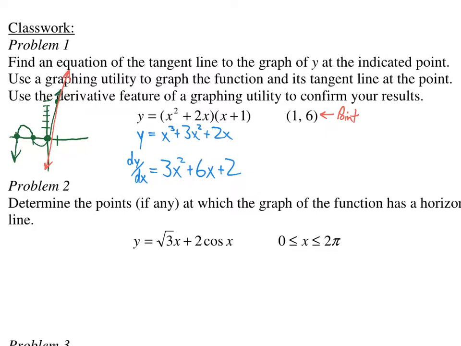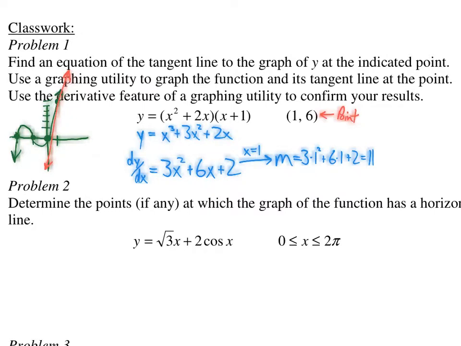So now, if x equals 1, our slope for the tangent line equals 3 times 1 squared plus 6 times 1 plus 2, which is 11. Does that match with what it looks like? We said it was going to be positive and it would probably be pretty steep, so that makes sense.